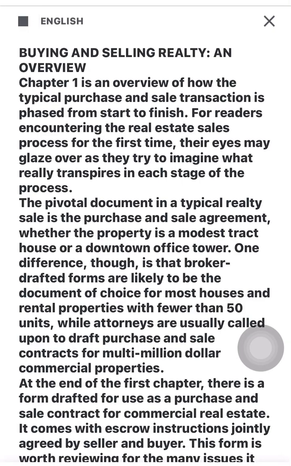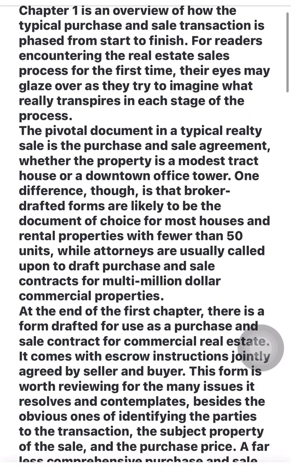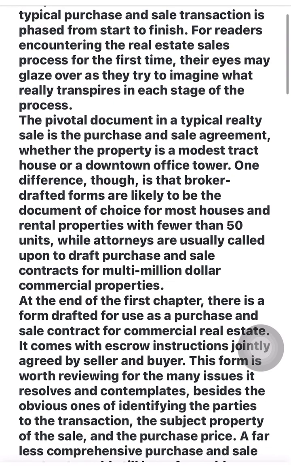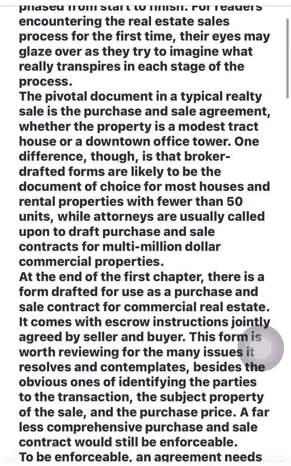Buying and selling realty. An overview. Chapter 1 is an overview of how the typical purchase and sale transaction is phased from start to finish. For readers encountering the real estate sales process for the first time, their eyes may glaze over as they try to imagine what really transpires in each stage of the process.